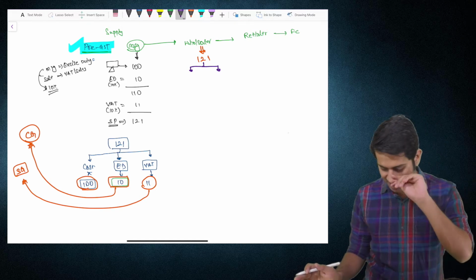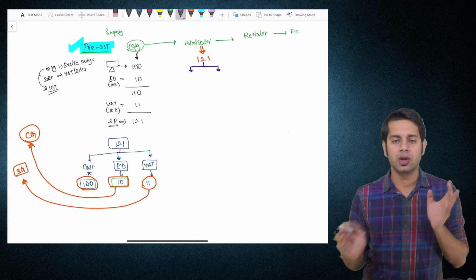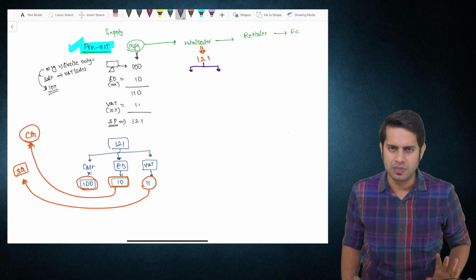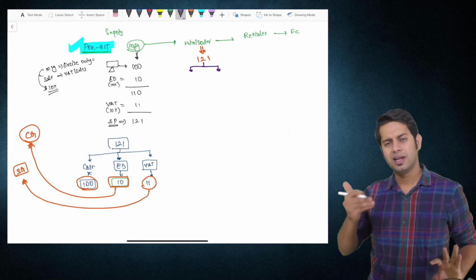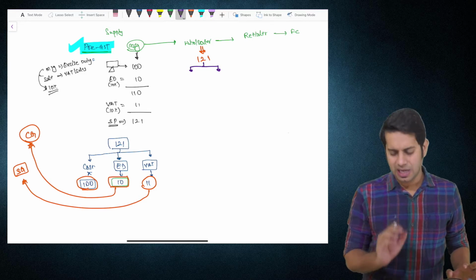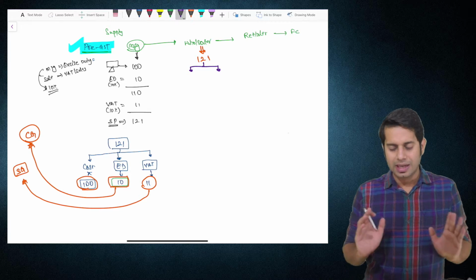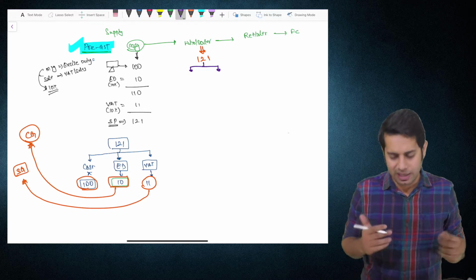Sir, what is this benefit of excise duty? He cannot take the input tax credit of excise duty which is paid by him. What is this input tax credit? Under GST we'll see. As of now, just understand that he cannot take the benefit of excise duty which is paid by him because he is a wholesaler. He is not manufacturing anything.